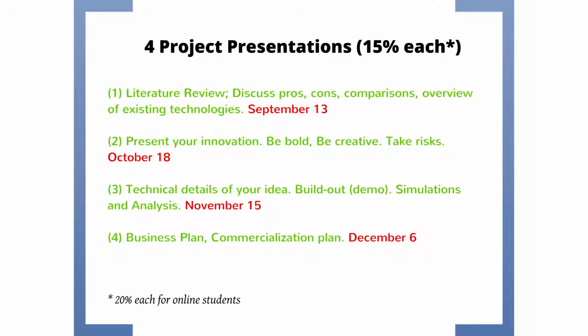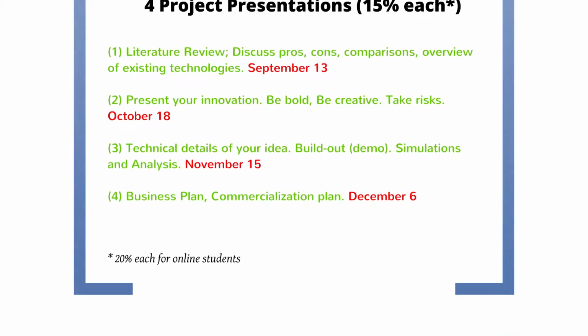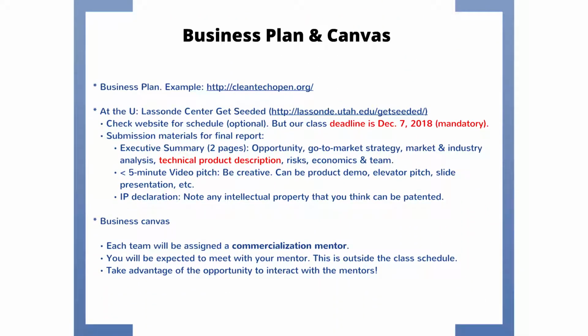Okay, number four. The final assignment is a business plan and commercial system plan, which we'll talk more about later, due December 6th. Okay, so the business plan, there are so many examples here, cleantechopen.org, and I have a link to it so you can look at it. Also at the U, there's a LaSalle Center, something called Get Seated. I think they call it something different, but the link is there. You can go read through. They have lots of resources.